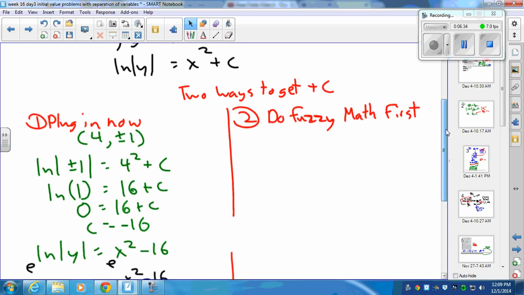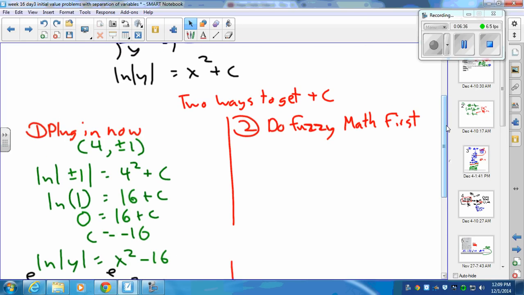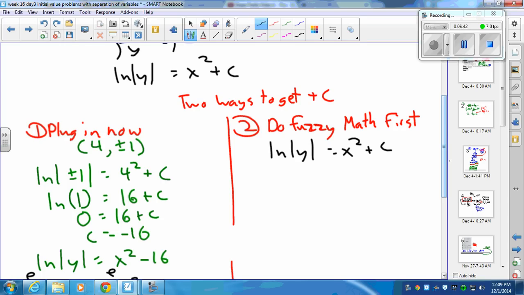Let's try it this way. If I had this way, I would not plug in yet. I would just immediately go, oh, I'm going to e both sides. And every time I've told you that, once you e, I've told you the absolute value really goes away. This is what it technically does. You would say the absolute value of y is Ce to the x squared.